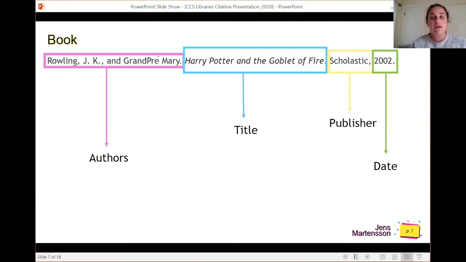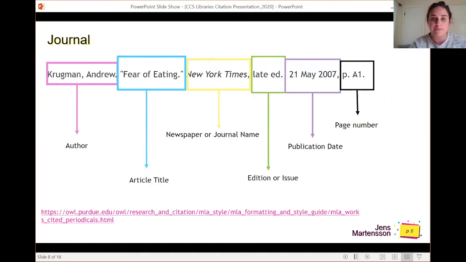Okay, I am going to walk through a few different types of citations so that you can see how they're broken up by different parts, right? Again, thinking about the citation as a scholarly address. In this case, this version of Harry Potter has two authors because it was a different printing. You can see we start with our authors. We have Harry Potter and the Goblet of Fire, which is our title. We have the publisher and the date. Those are the parts of a book citation in MLA.